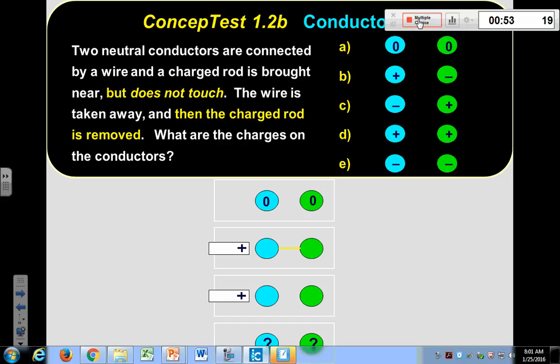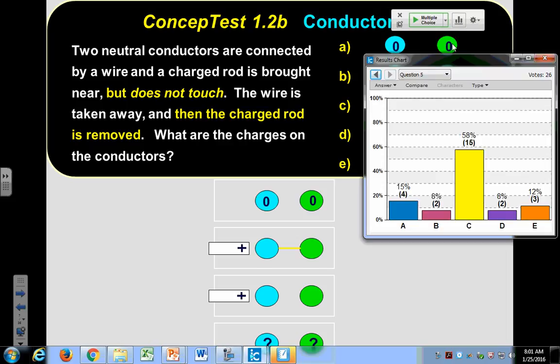I'll stop at 1 minute. Just 3 more seconds. All right, I think C is right. Let's just see. I'm going to mark it, and we'll come back to it.